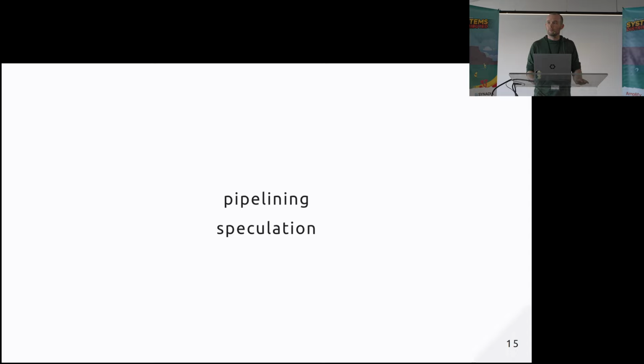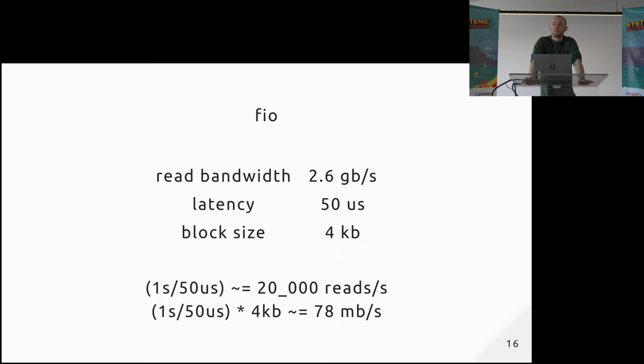So now let's look at the disk. FIO is a tool for measuring the performance of a disk. On my laptop, I get about 2.6 gigabytes per second read bandwidth if I issue lots of concurrent reads. If I just issue one at a time, the latency is about 50 microseconds per read. And the block size on this disk is 4 kilobytes. It's not actually 4 kilobytes internally, but it is pretending to be.